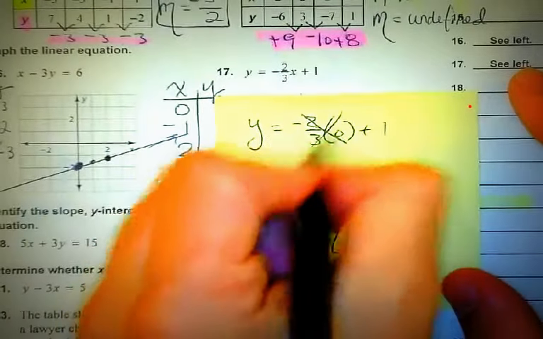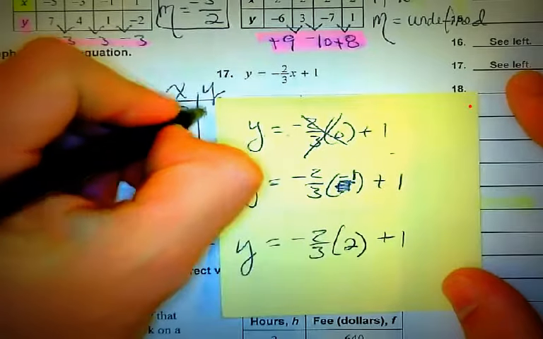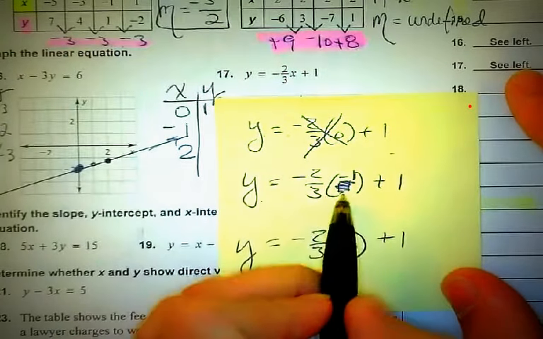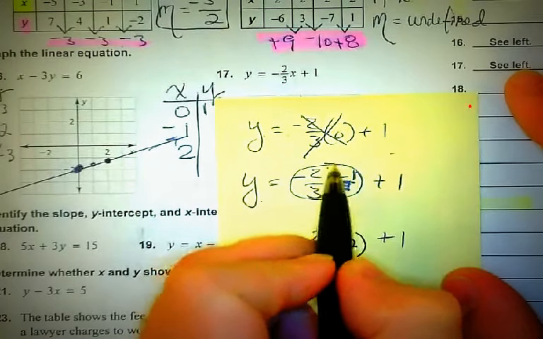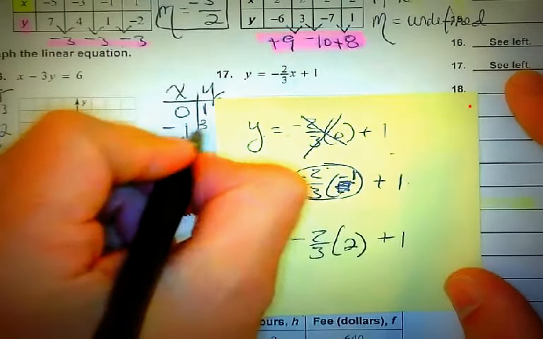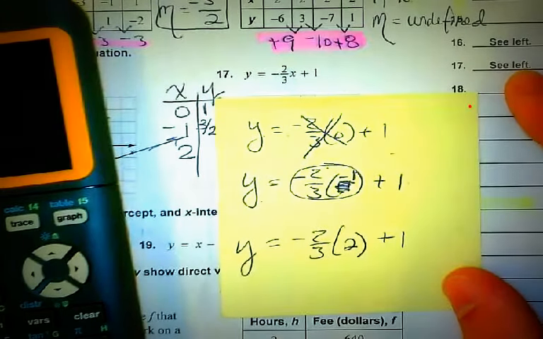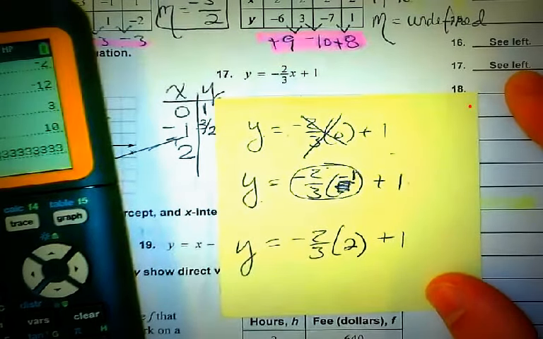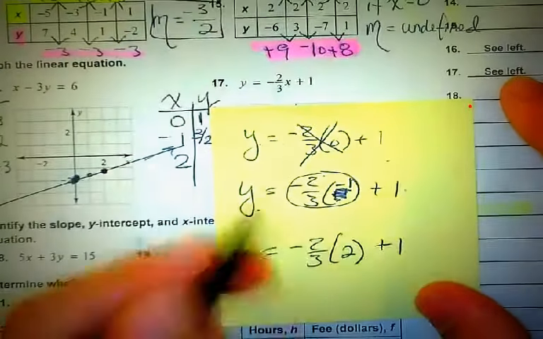So this will be 0. So in the first case, y equals 1. This right here is going to be a positive 2/3. Positive 2/3 plus 1 is 5 over 3. And the last one, I have -2/3 times 2, and then plus 1. So my answer is -1/3.